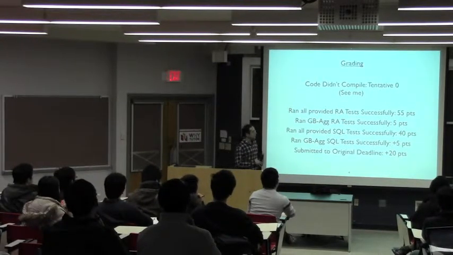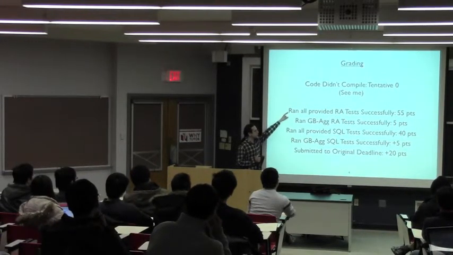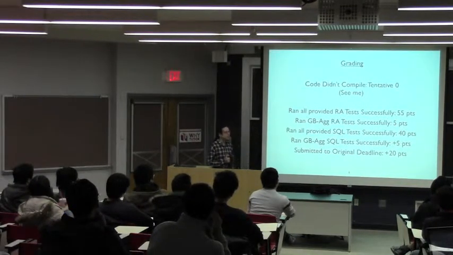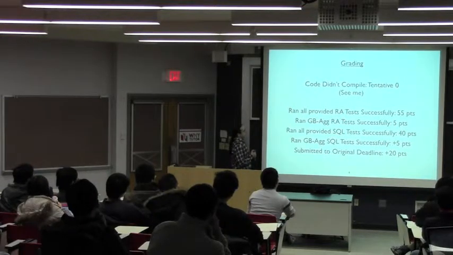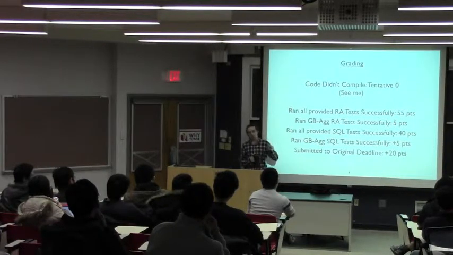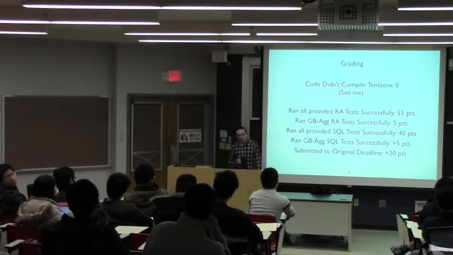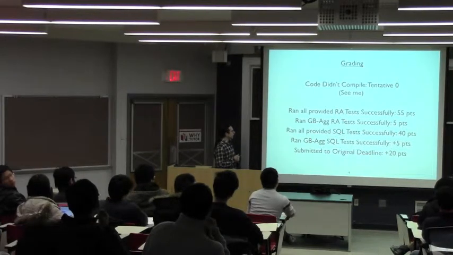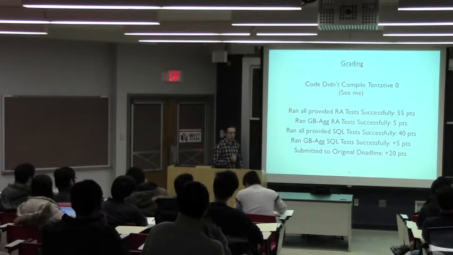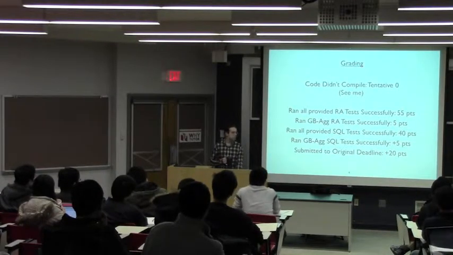Okay, quick note on the grading for the assignment. The grading went almost exactly like it was described in the file. The relational algebra tests, and I added a couple of relational algebra tests, were worth 60 points in total. Very few people in the class were actually able to successfully parse a group by aggregate query, so I'm not penalizing anyone who didn't. Instead, anyone who did successfully earned up to 5 bonus points on that question. Essentially, if you successfully ran all of the tests that I provided you, that's worth 40 points. And finally, as mentioned, submitting for the original deadline earned you an extra 20 points as well.